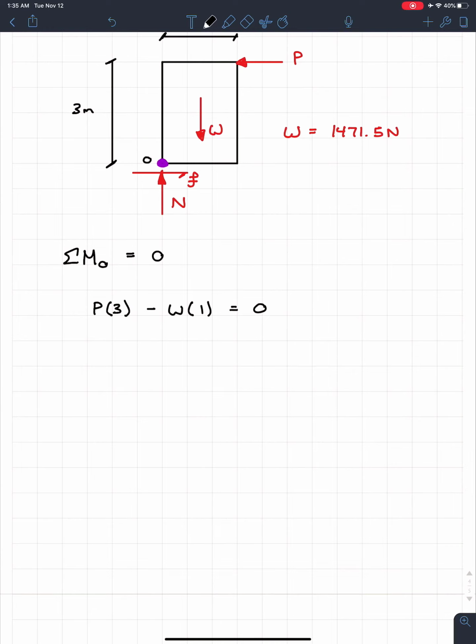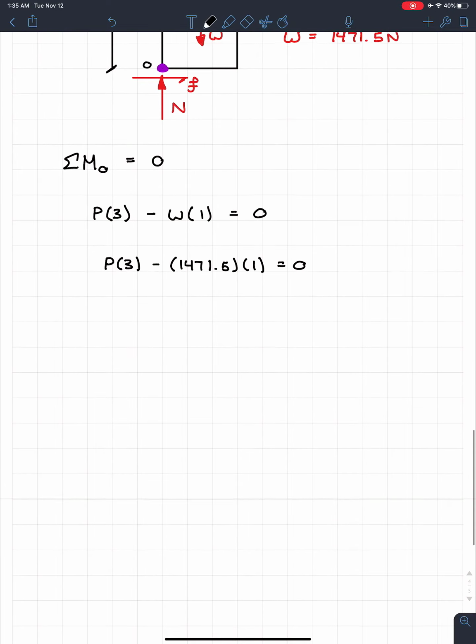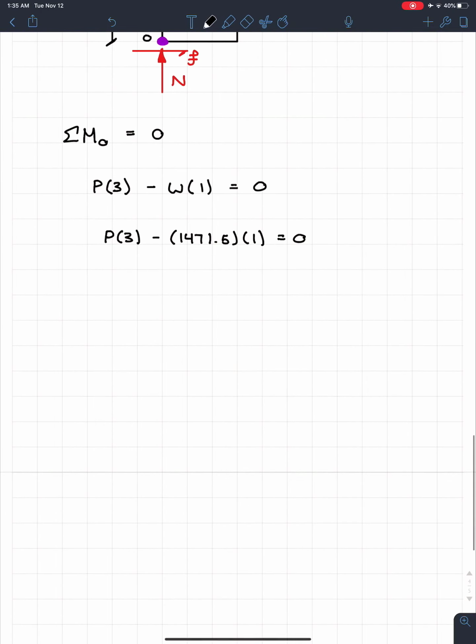So what we're going to do is substitute the weight into this equation. We know that the weight is 1471.5 times 1 is equal to 0. So basically it's just going to be 1471 divided by 3. In this case, what we find is that P is equal to 491 newtons, and this is tipping.